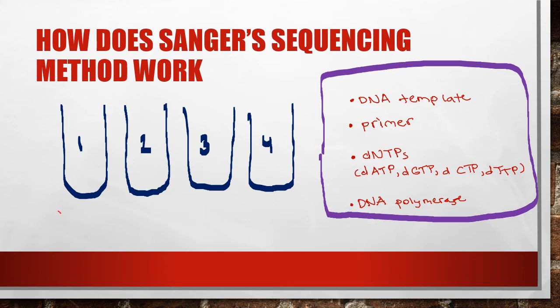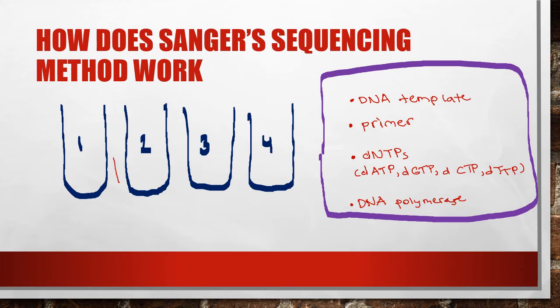Test tube 1 would have ddATP. Test tube 2 would have ddGTP. Test tube 3 would have ddCTP. And test tube 4 would have ddTTP. This is what made the 4 test tubes different. In the 4 test tubes, the ddNTPs were also radio-labeled. This radio labeling would help us to later see the sequence of the DNA that was fragmented.